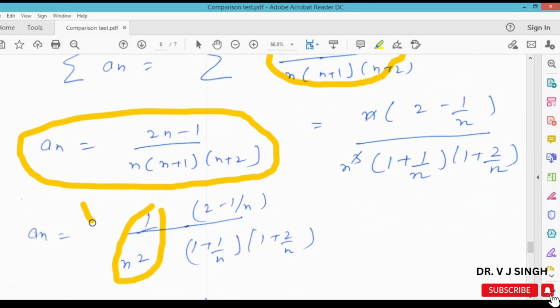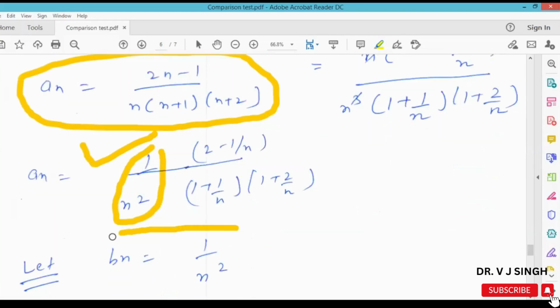Whatever the value of this power n square is left, that is your bn. So what is bn in this case? 1 by n square. I think this is understood. Now I give one more example.